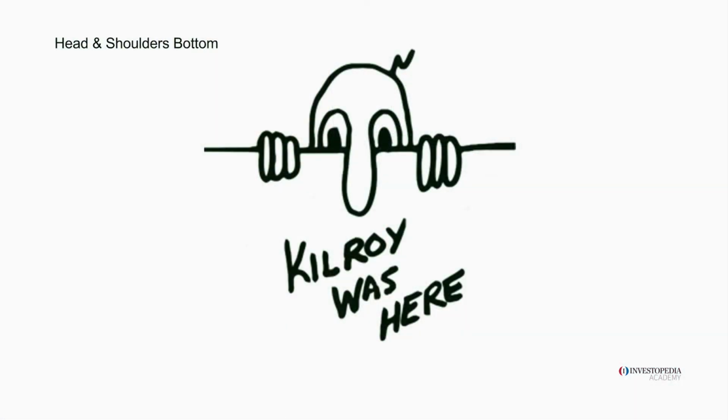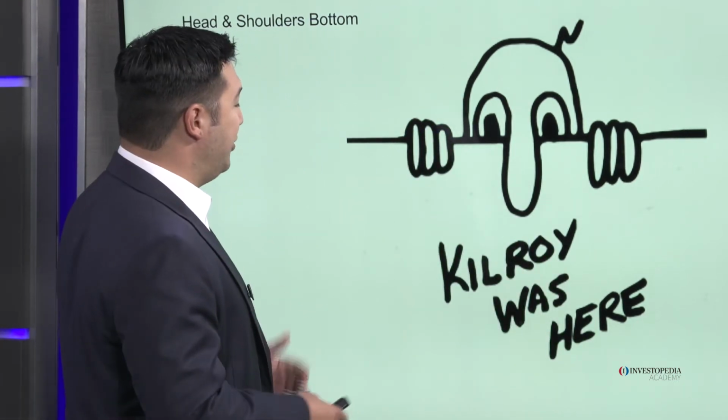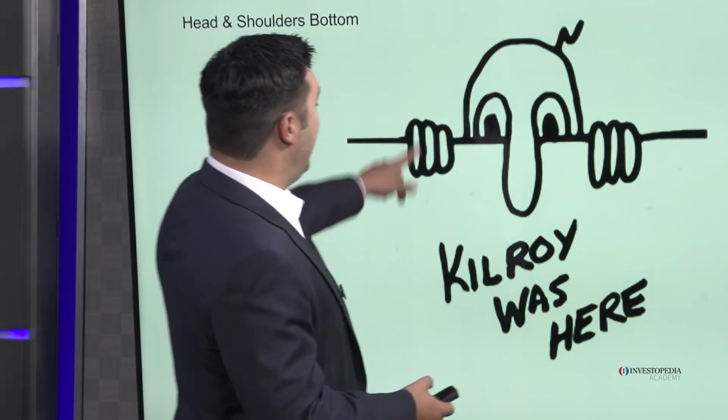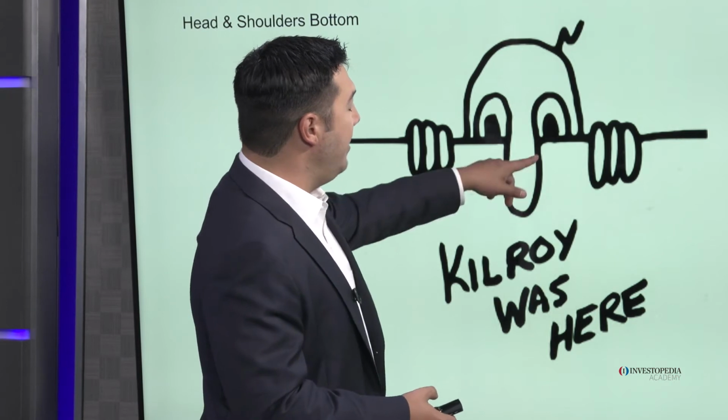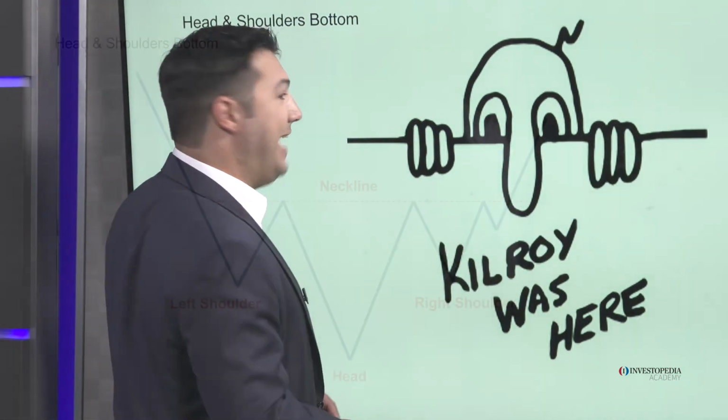Head and shoulders patterns are reversal patterns by nature. Okay, they're very rare, but we do find them. So just like we have head and shoulders tops, we also have head and shoulders bottoms. It looks very similar to the old Kilroy cartoon. It's a head and shoulders bottom. So the left shoulder, the head, and the right shoulder are going to reverse an ongoing downtrend.